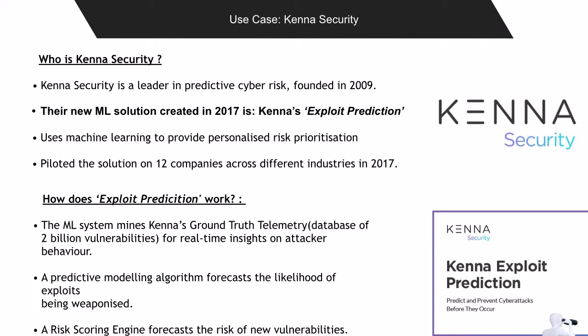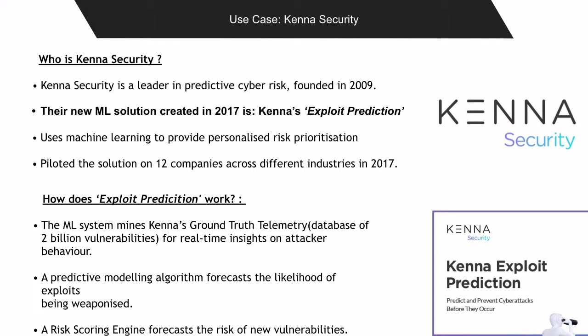So to show you the improvements that can be seen when using a machine learning solution, we've taken Kenna Security as our use case. Although we do not promote one company going forward for any machine learning solution, we believe that Kenna is an ideal use case to examine this technology. So who is Kenna Security? Kenna Security is a leader in predictive cyber risk, which was founded in 2009. The most recent ML solution, which was created in 2017, is Kenna's exploit prediction. It uses machine learning to provide personalized risk prioritization. In 2017, it piloted the solution on 12 companies across various different industries.